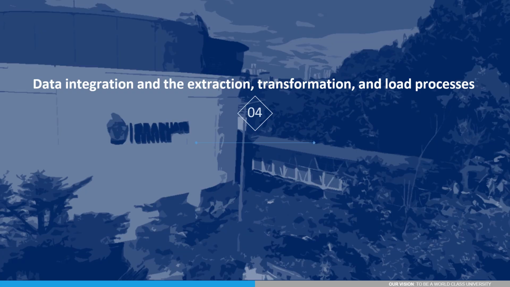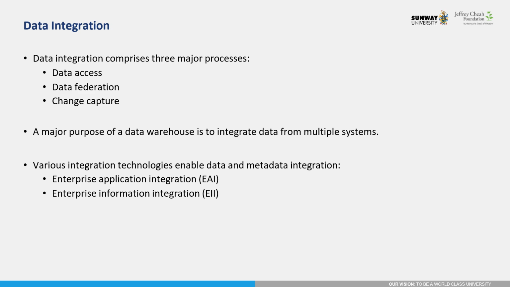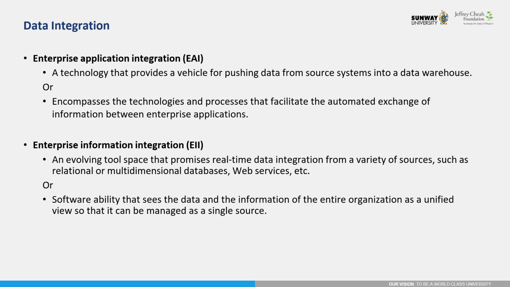We are learning about data integration and extraction, transformation, and load. Integration comprises three major processes: data access, data federation, and change capture. Enterprise application integration and enterprise information integration are two similar terminologies, for integrating data from metadata. What is the main difference? We are comparing both of them.